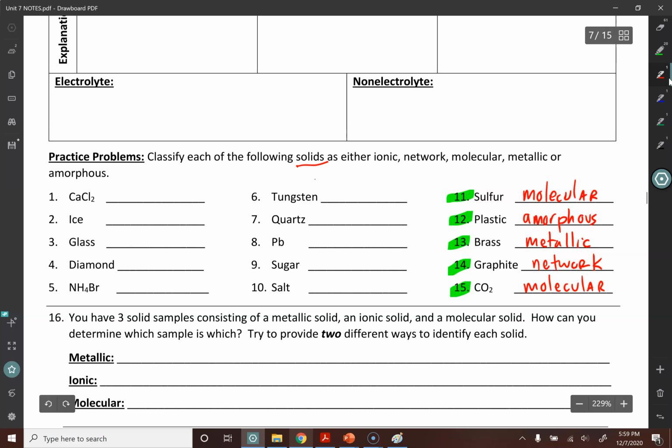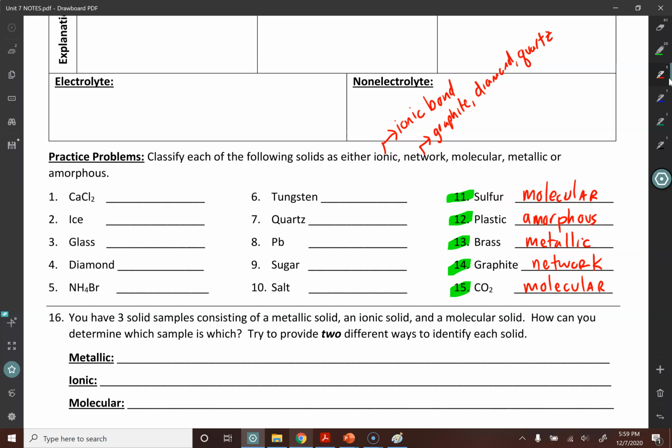So just to kind of break some stuff down, ionics. Look for an ionic bond. If it's got an ionic bond, it's going to be an ionic solid. With our networks, we're looking for really graphite, diamond, quartz. Are there others out there? Sure. Do you have to worry about them? No.